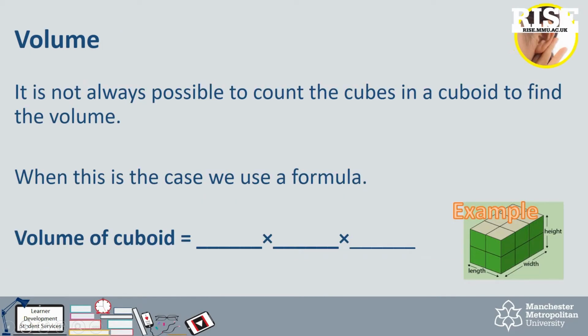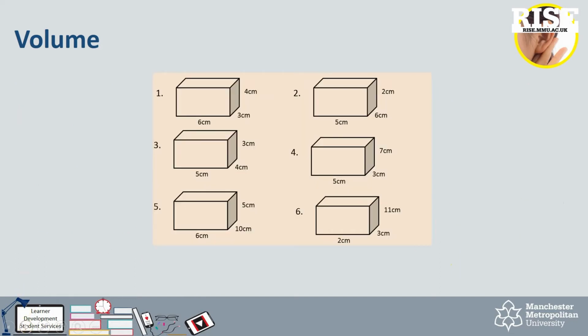Sometimes it's not always possible to count the number of cubes in the cuboid to find the volume. If that's the case, then we use the formula. Volume of a cuboid is just length times the width times the height, as indicated on this example diagram. Let's see that in action then.